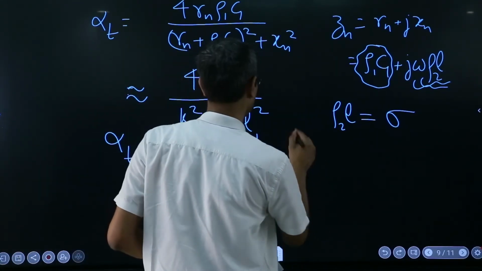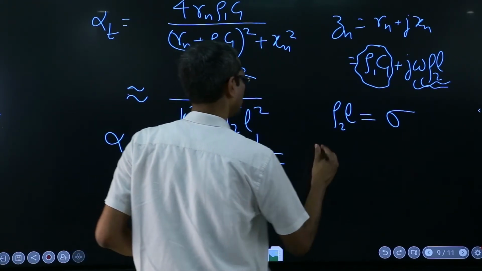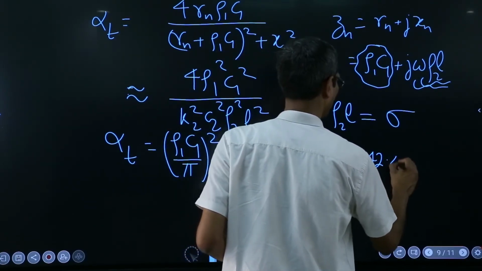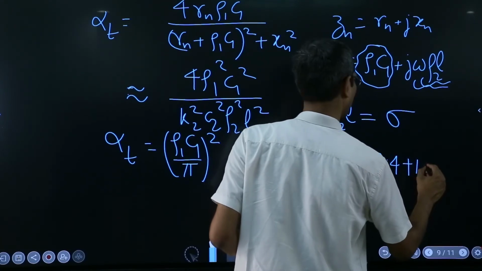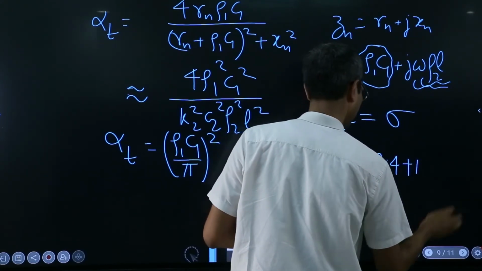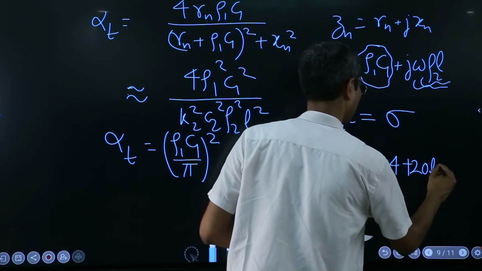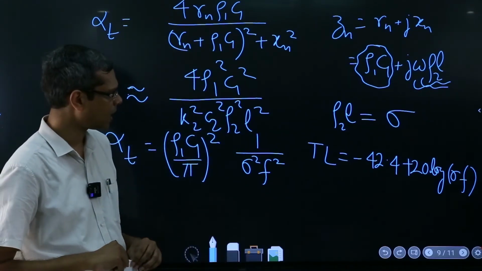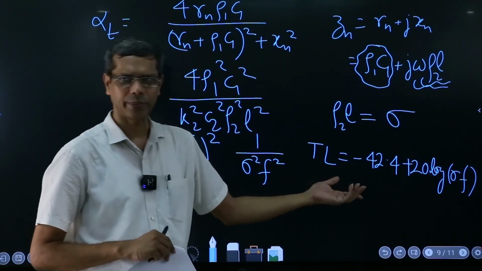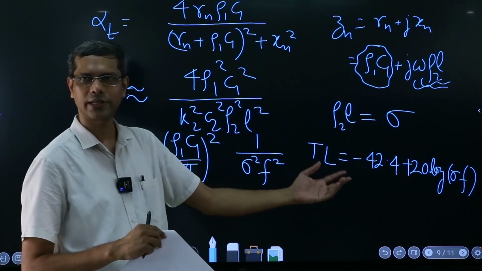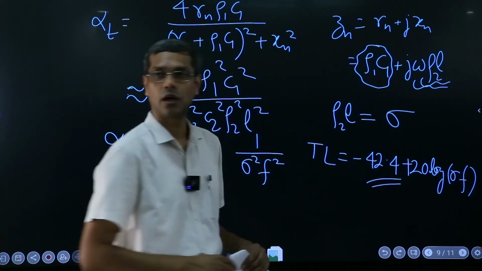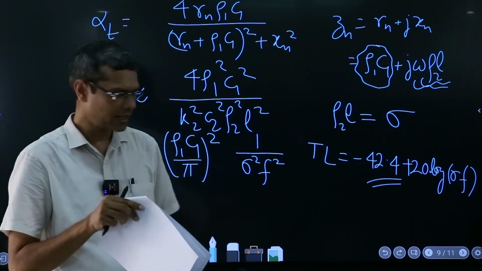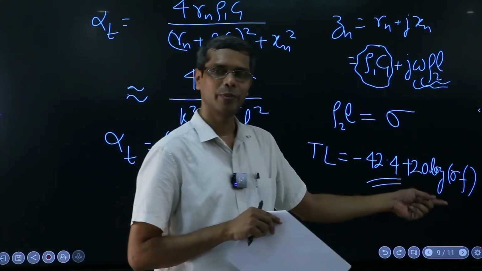So if I write that, transmission loss will be equal to minus 42.4 plus 20 log of sigma f. Okay, so this expression only in dB, and because this is the constant, you just have evaluated it. This is for air. Okay, it means if you put a thin material in air, the transmission loss will be given by this.